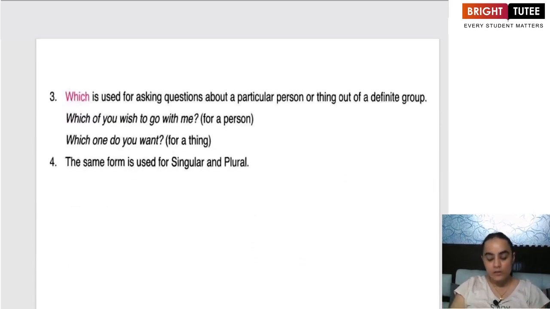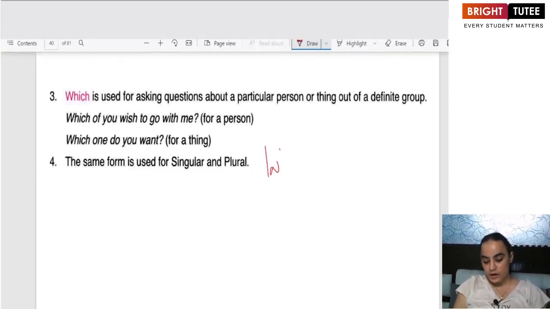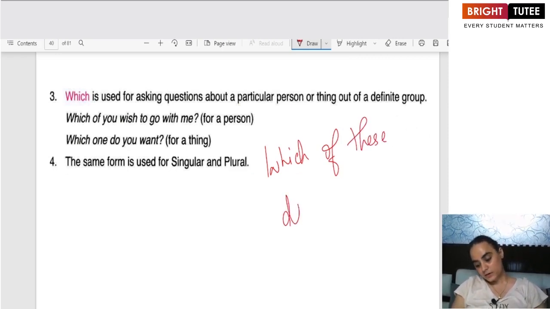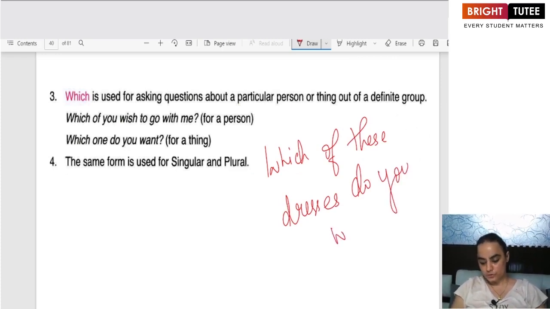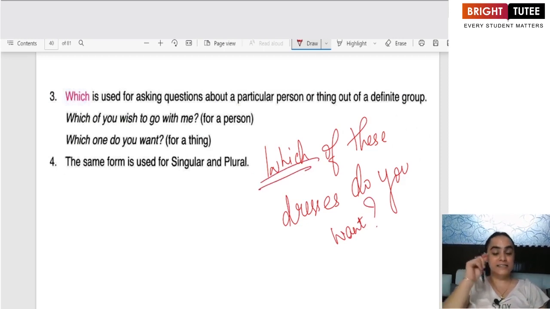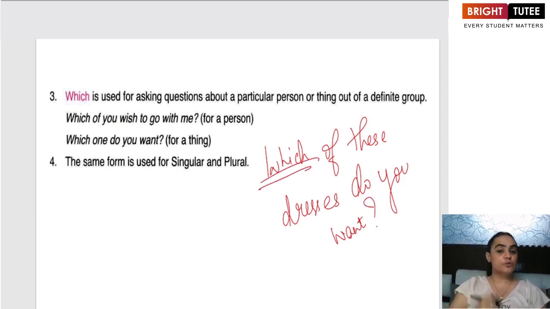Next we have which. Which is always used to talk both about people as well as things, when you are talking about something specific. For example, if I say, which of these dresses do you want? So I'm asking you to choose in specific that which of these dresses do you want. So there is a definite indication that I'm giving.